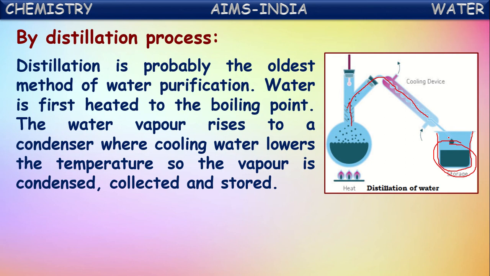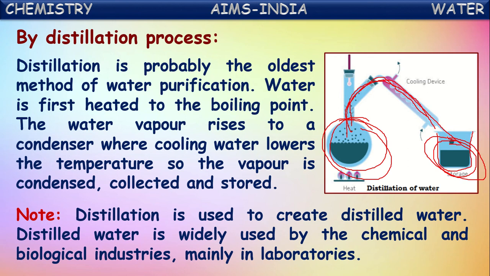This distilled water is the purest form of water because on evaporation, on heating here, on boiling here, only water molecules will come into gaseous state and thus they are collected into the other container. All the remaining impurities are left in this container itself. Only pure water molecules are coming into this container. That is why the water collected in the distillation process is the purest form of water. So distilled water is the purest form of water, you can say.